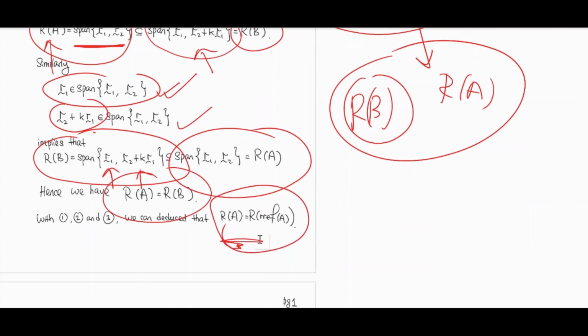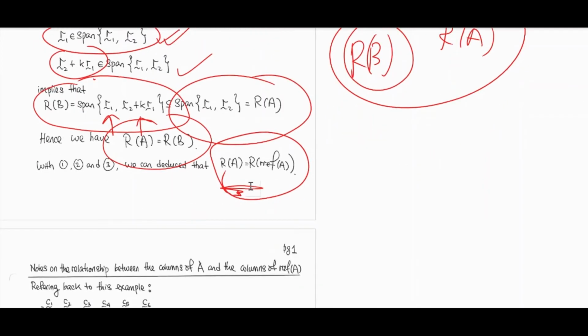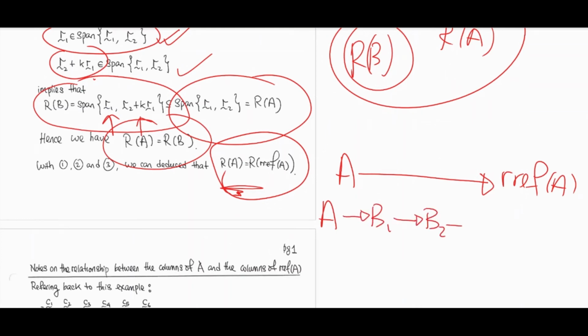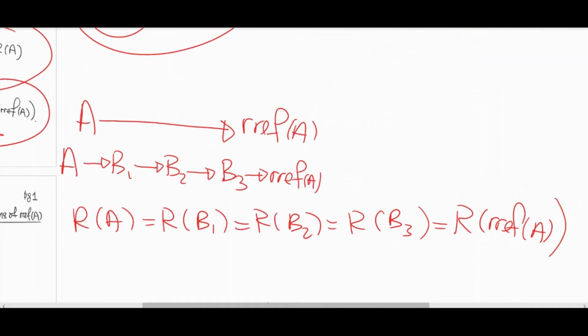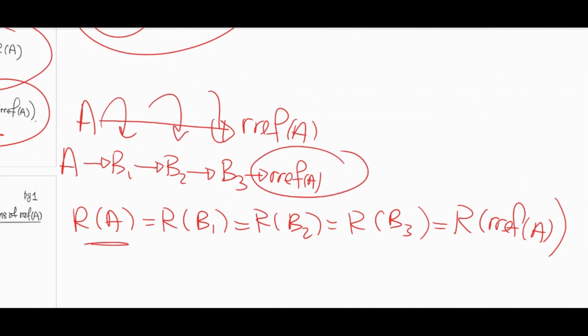And then you can immediately deduce that the row space of A and the row space of the RREF of A are the same. When you take a matrix A and go all the way to the RREF of A, you go through row operations: one row operation gives you B1, another gives you B2, another gives you B3. Let's say this is how you get to the RREF of A. From what we have shown, if you do 3 row operations to get to the RREF of A, then the row space of A will be the same as this space, this space, this space, and eventually this space.